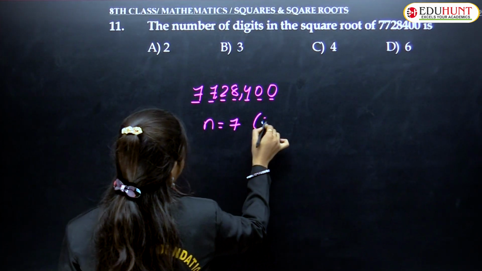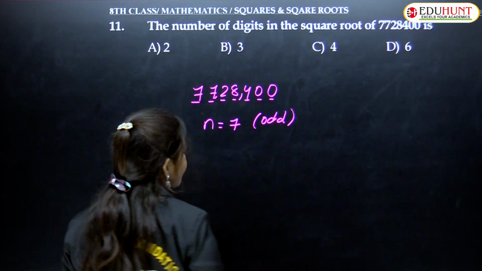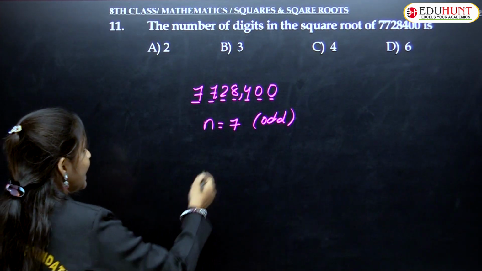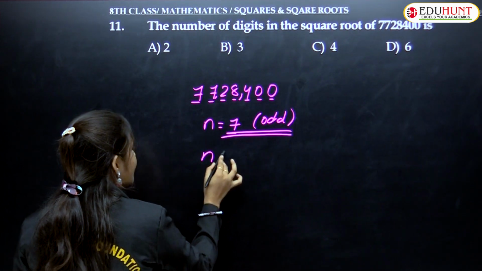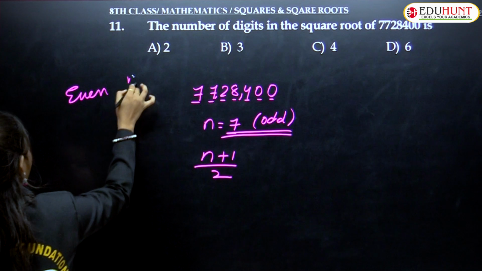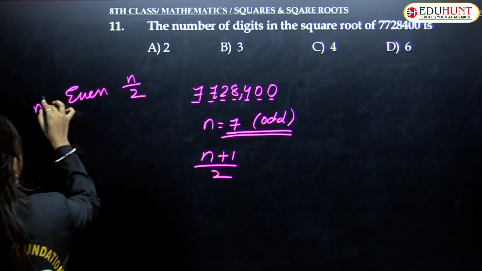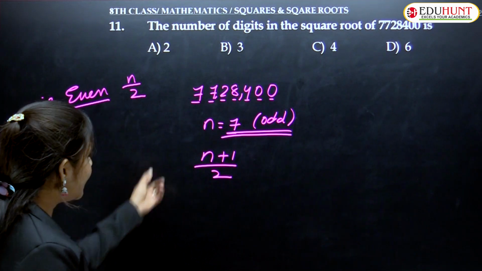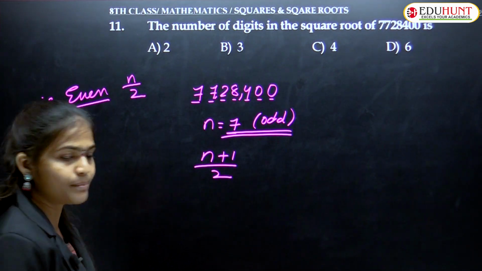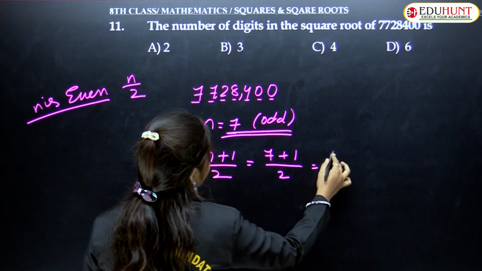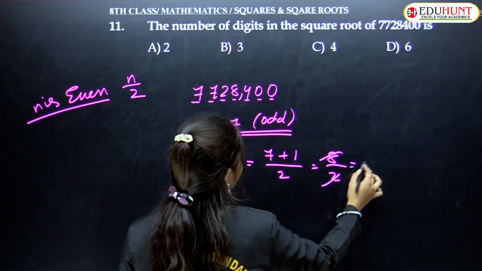7 is odd. So in that case, what is the formula to find the number of digits in a square root? If n is odd, then the formula is (n plus 1) by 2. If n is even, then the formula is n by 2. So 7 plus 1 by 2, 8 by 2 is equal to 4.